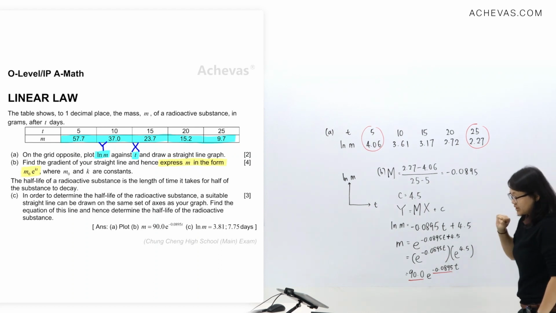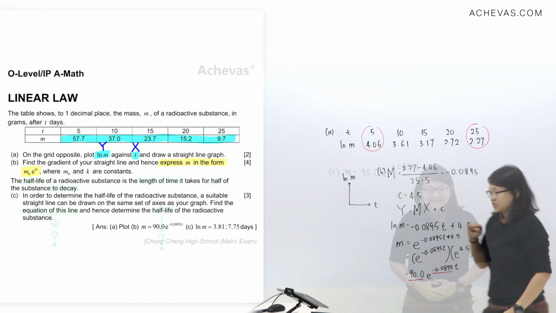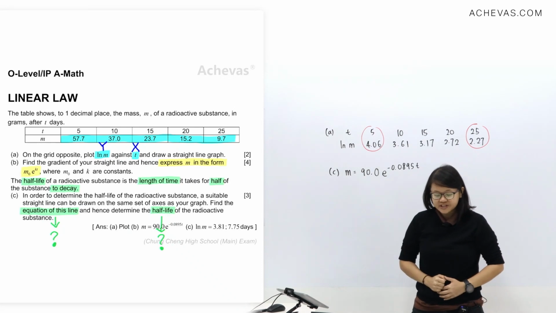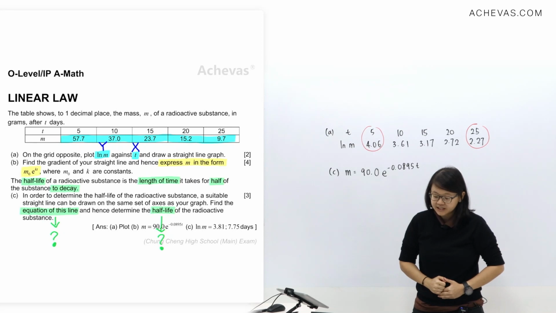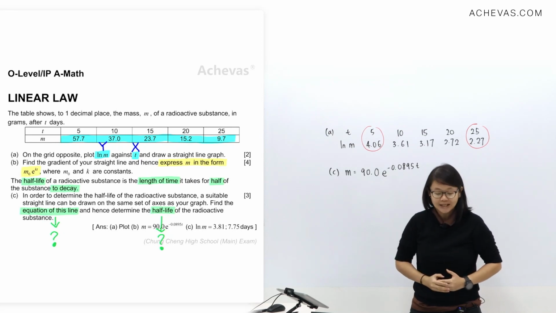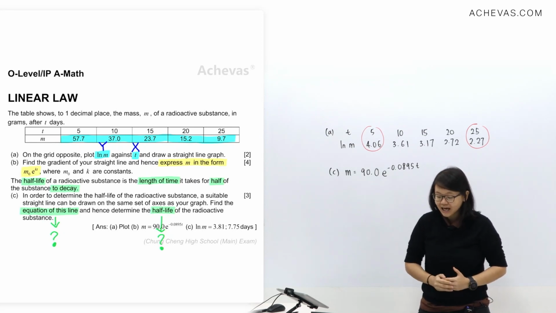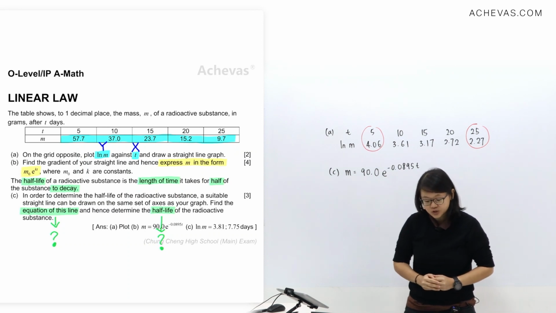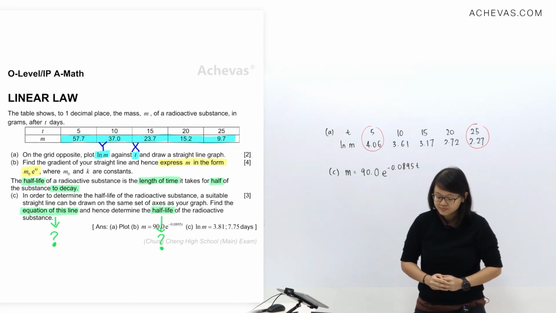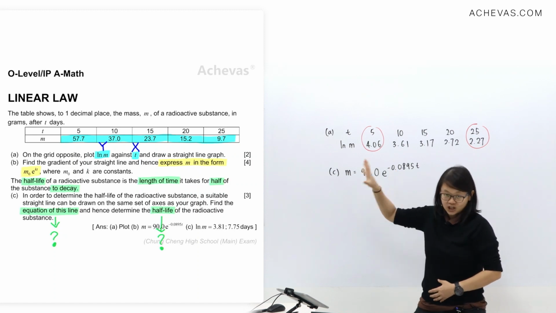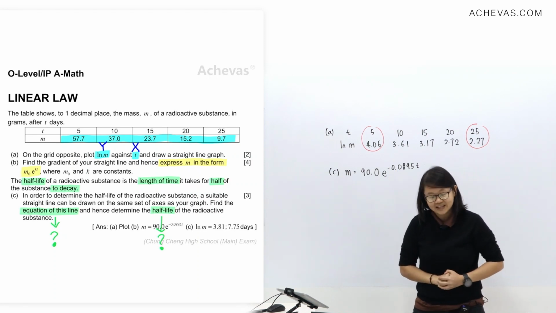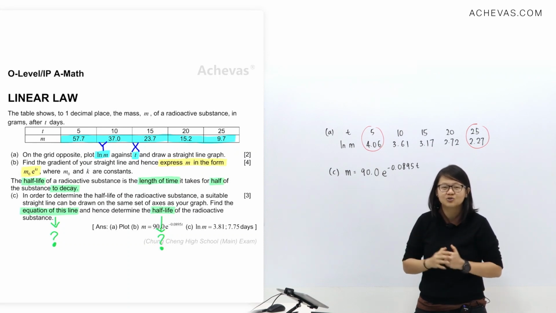Let me erase a bit to discuss part C of this question. Let's look at part C of this question here. The half-life of a radioactive substance is the length of the time it takes for half of the substance to decay. In order to determine the half-life of the radioactive substance, a suitable straight line can be drawn on the same set of axes as your graph. Find the equation of this line and hence determine the half-life of the radioactive substance. Now I know there are a lot of words and you don't know what half-life is. Let's take a look at how to do this question.